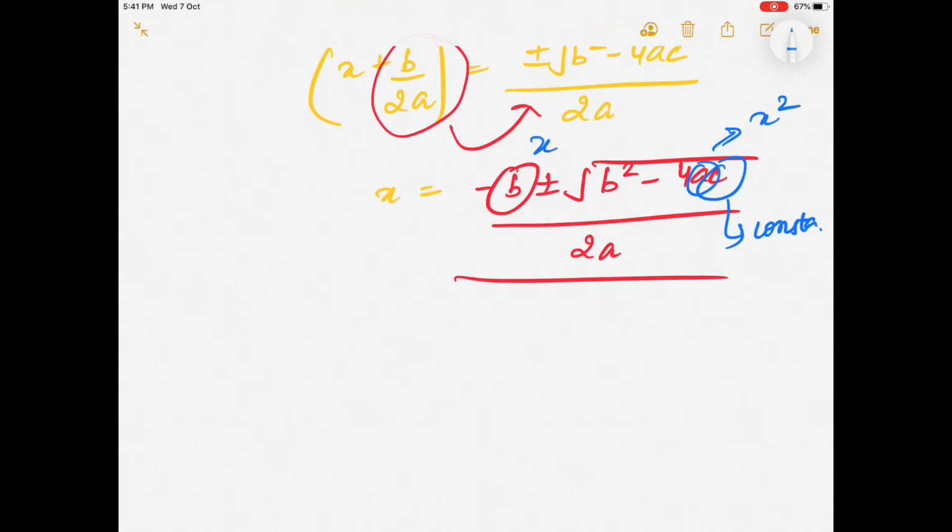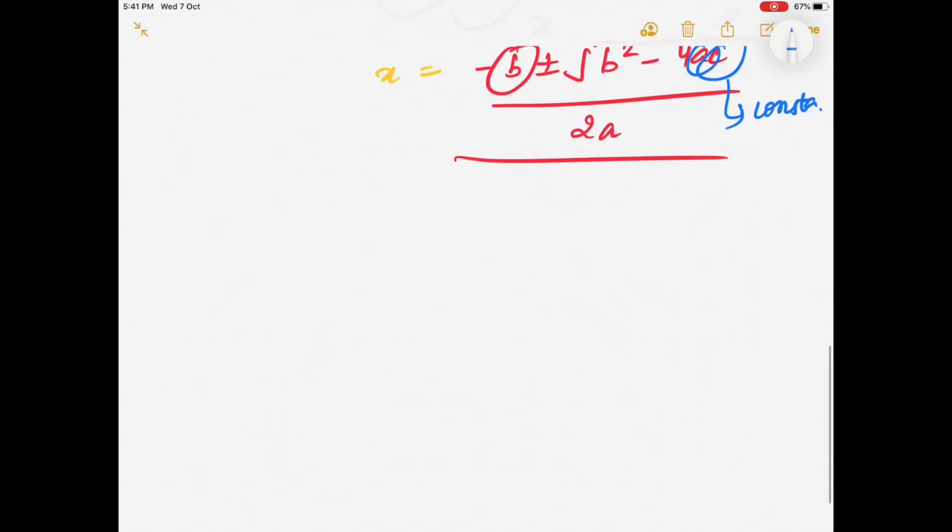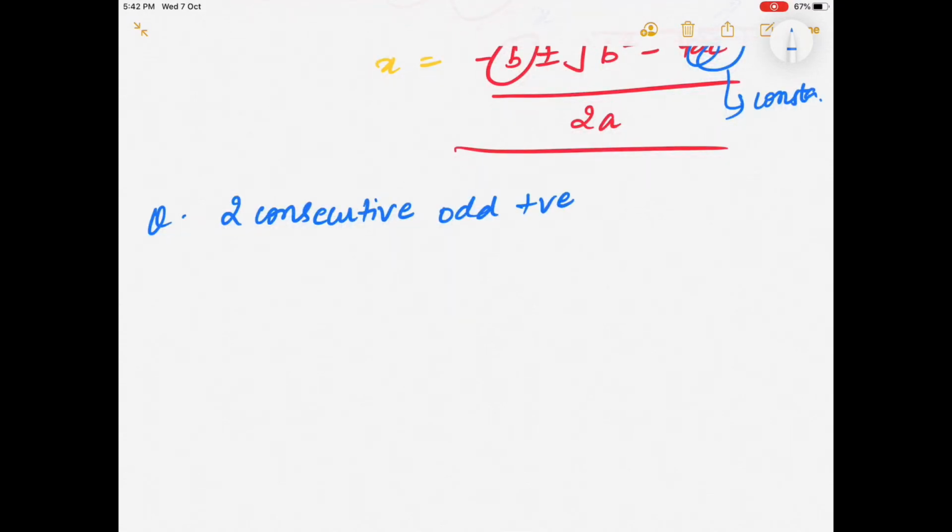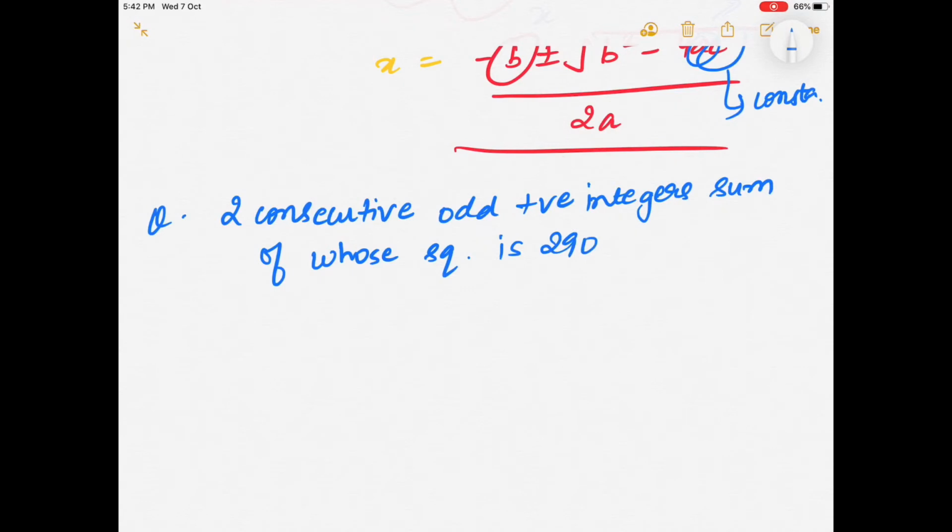Now, let's understand this formula with the help of an example. The question says: find two consecutive odd positive integers, the sum of whose squares is 290. We have to find two consecutive odd positive integers, the sum of whose squares is 290.